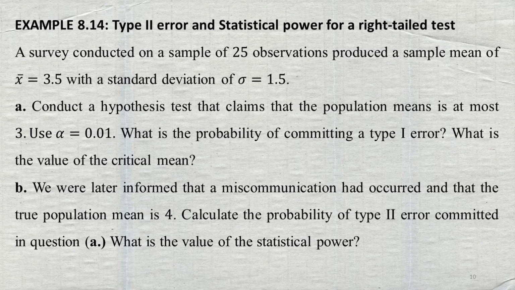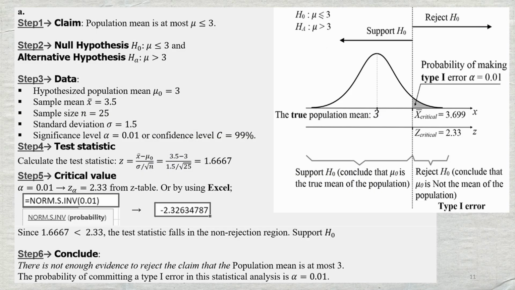We were later informed that a miscommunication had occurred and that the true population mean is 4. Calculate the probability of type 2 error committed in question A. What is the value of the statistical power? Let's work through the cheat sheet provided in the textbook to work this problem.